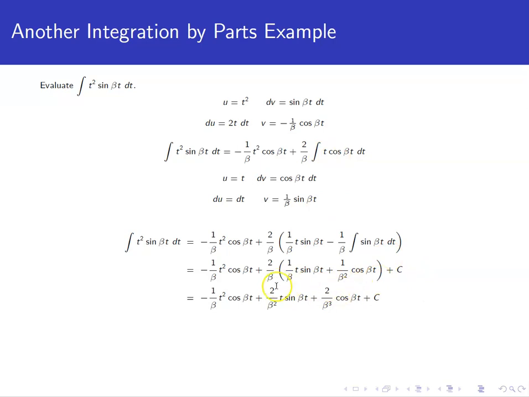And now finally, if you want to clean some things up, you can distribute the 2 over beta through to both terms there to get a final answer of negative 1 over beta t squared cosine beta t plus 2 over beta squared t sine beta t plus 2 over beta cubed cosine of beta t plus c.